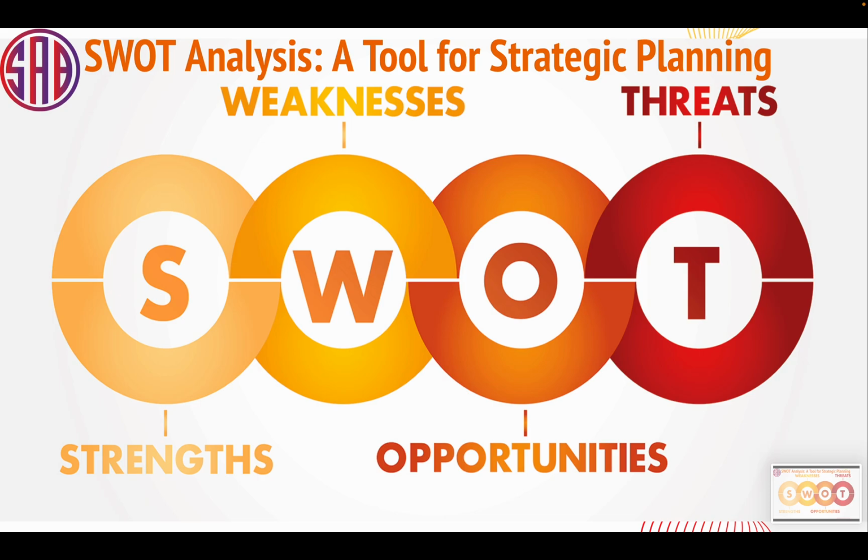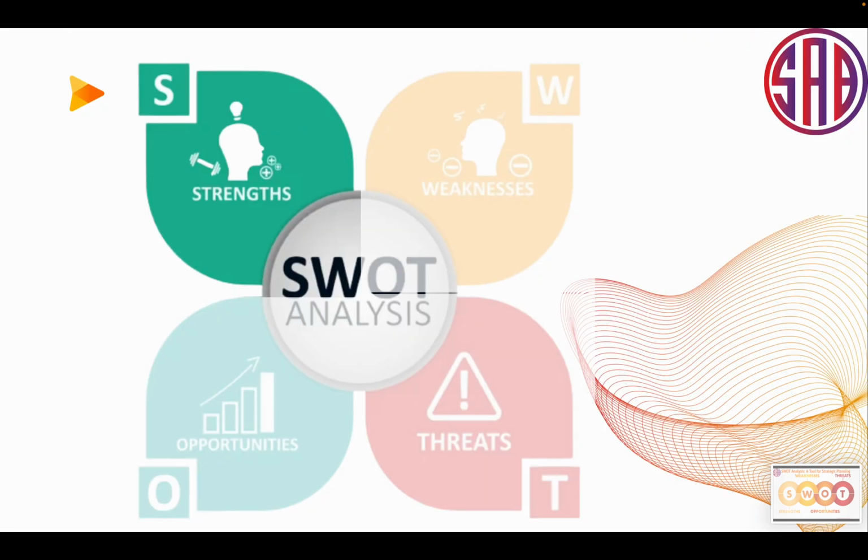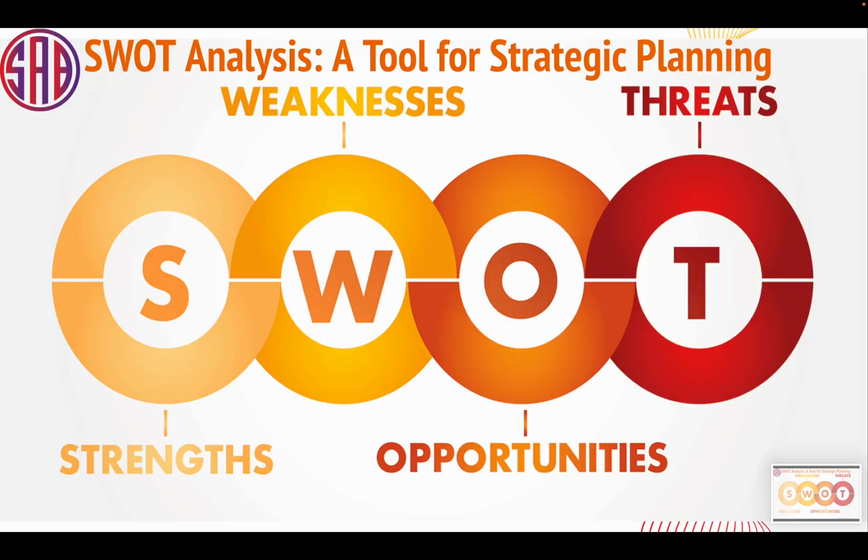So we start with what SWOT stands for. SWOT stands for strengths, weaknesses, opportunities, and threats. So it provides a structured framework for assessing internal and external factors that can impact an entity's strategic decision. So let's take a look at each of them one by one.